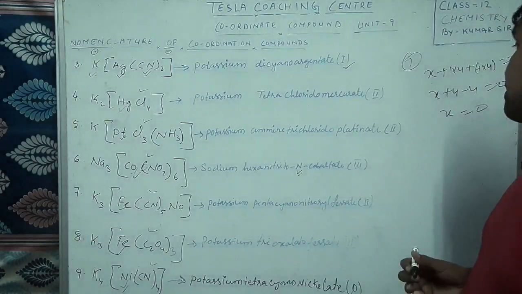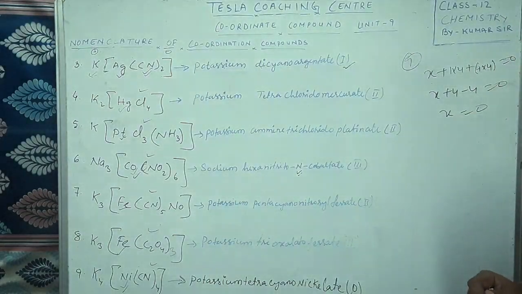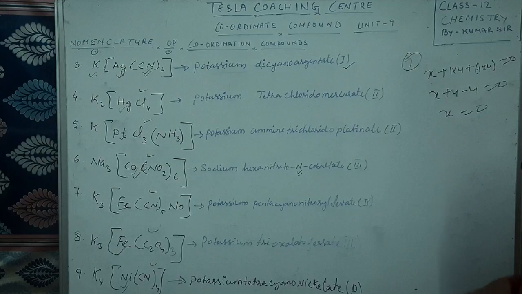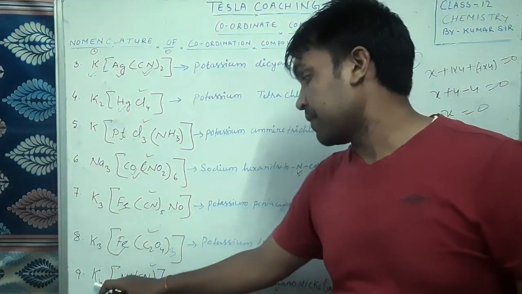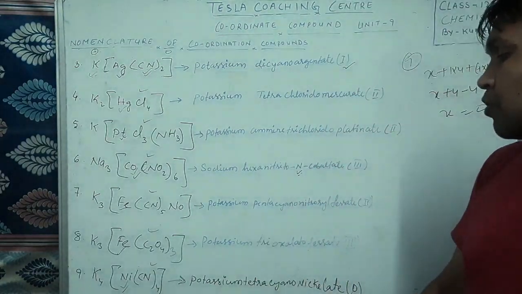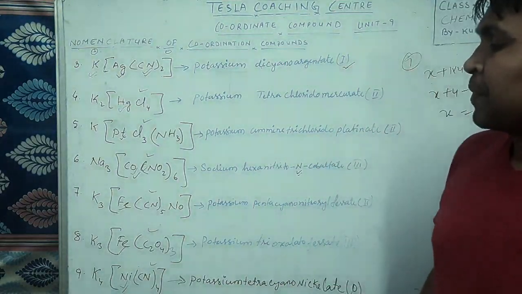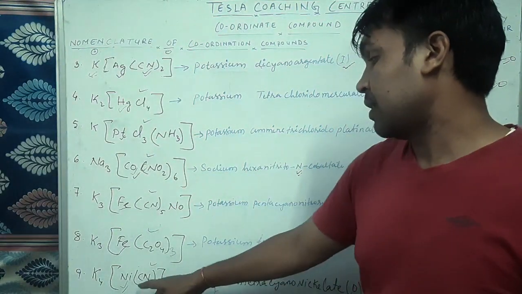So the oxidation number here of nickel will be how much? 0. So let's start the naming. First we will start the one which is on the left hand side. So left hand side, what is there? K4. So potassium.